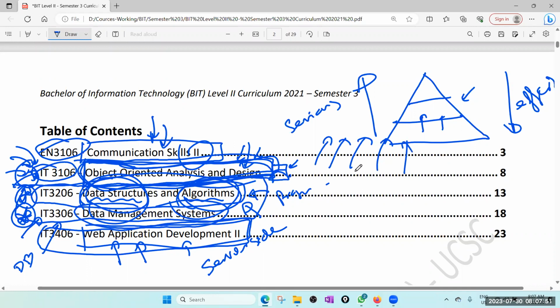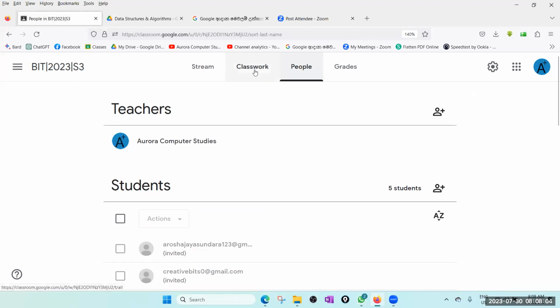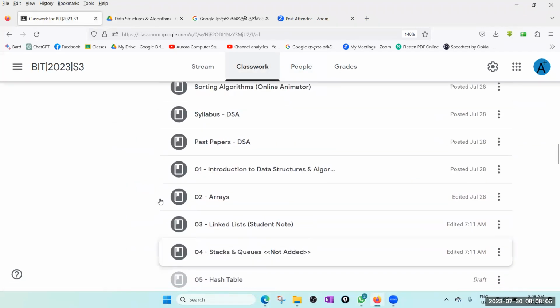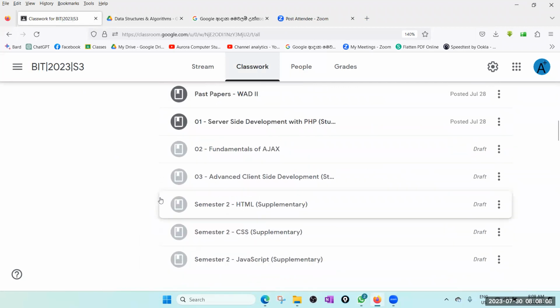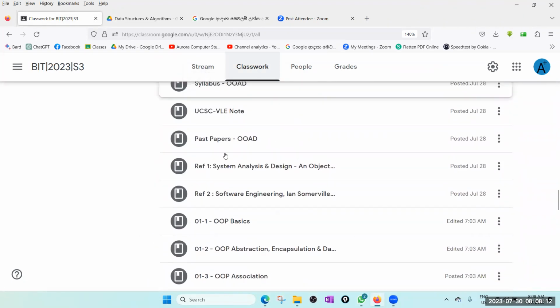Right. So let's straight away move on to the data structure, object-oriented analysis and design. Okay. So I have shared the notes related to today's session under object-oriented analysis and design.